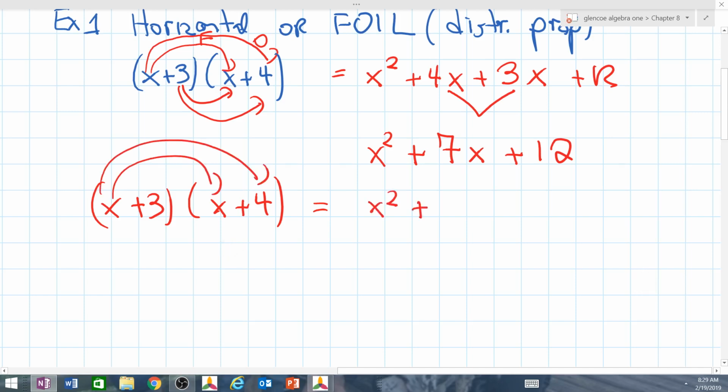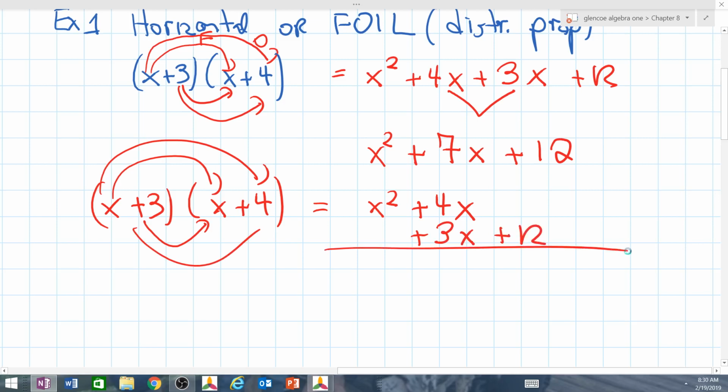So x times x, x squared. X times 4, 4x. Here's a little trick. If you like it, use it. 3 times x is 3x. You're just lining them up so it makes your life easy. And then 3 times 4 would be plus 12. X squared plus 7x plus 12. Yes? Do you multiply the last terms of the last two terms? You multiply everything. You don't add anything. Everything is multiplication.